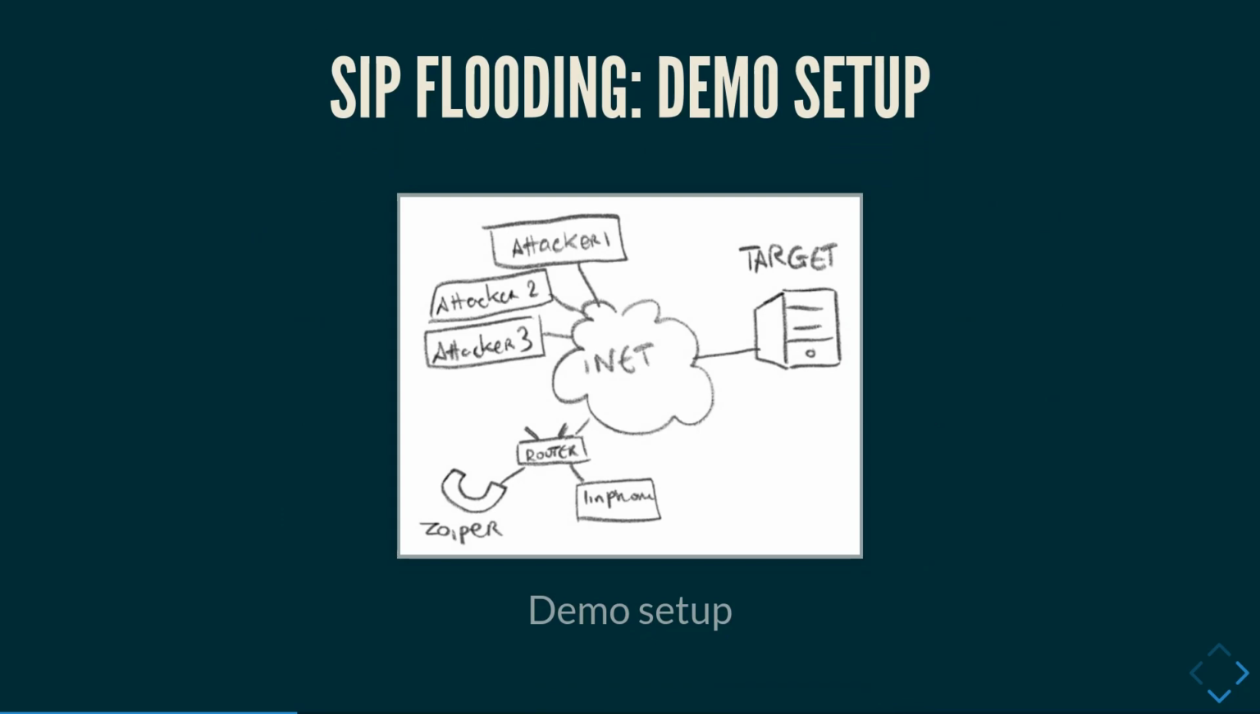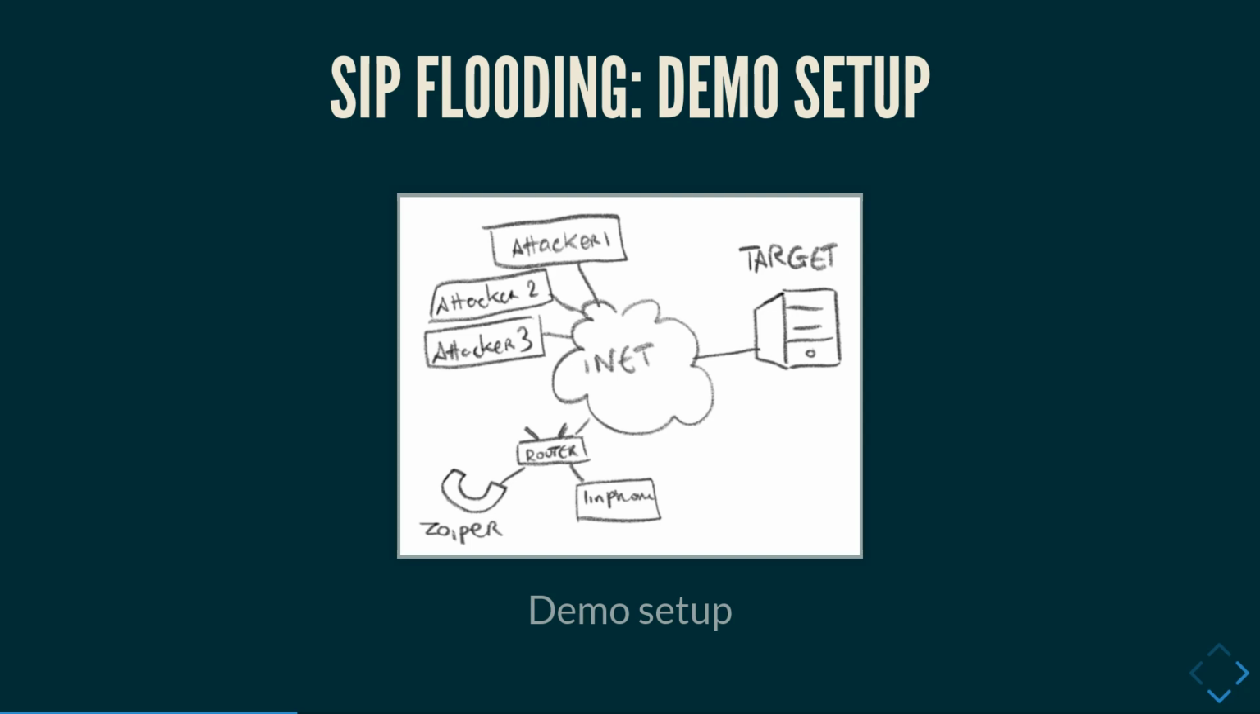So now we have to get to our SIP flood demo. Our beautiful piece of art here that represents our network diagram shows the internet in the middle. On the right-hand side, we have the target machine that we described in the introduction. And then on the lower left, we have Zoiper and Linphone behind a router that are used to make calls through the target.